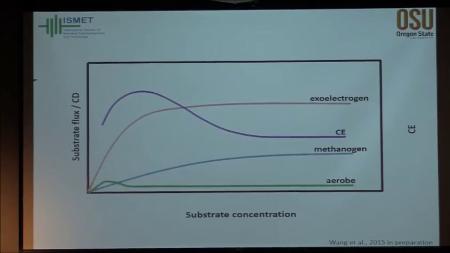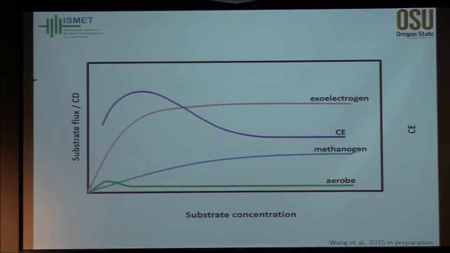Therefore, we can generate a curve showing the Coulombic response based on their kinetics. As we see here, at low substrate concentration, exoelectrogens already reach fairly high current density, but others, like methanogens, are still remaining at lower substrate flux. Therefore, a large portion of substrate is consumed by the exoelectrogens, resulting in relatively high Coulombic efficiency.